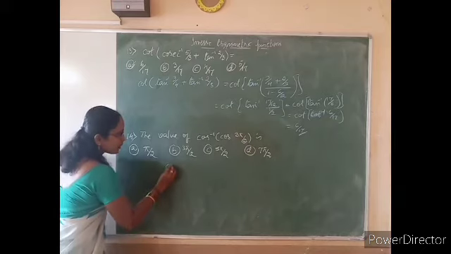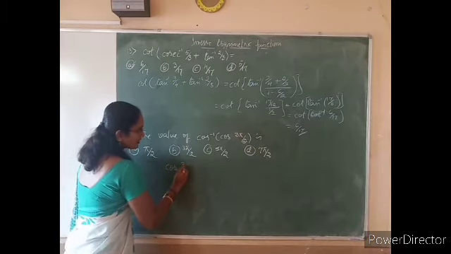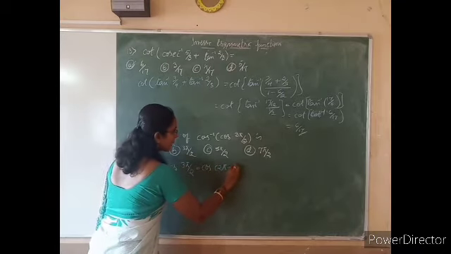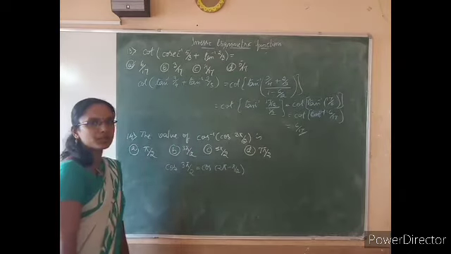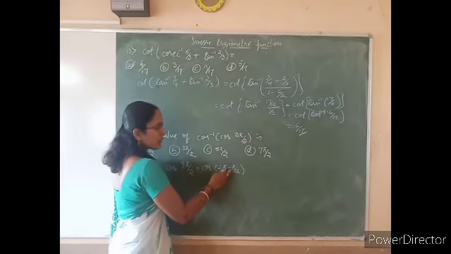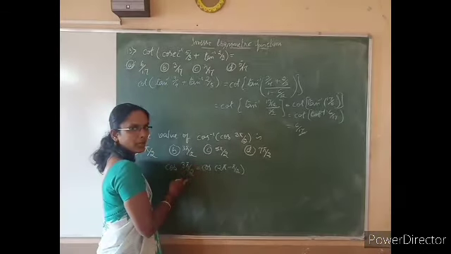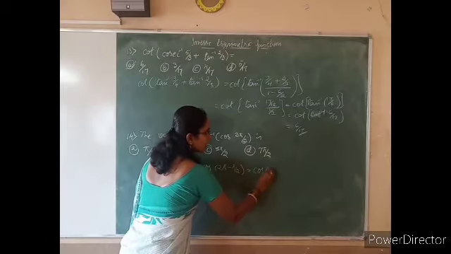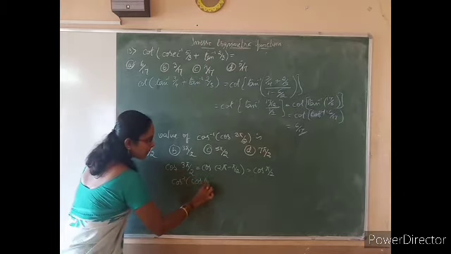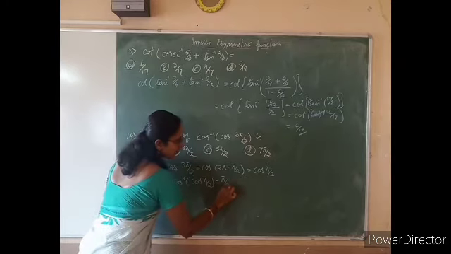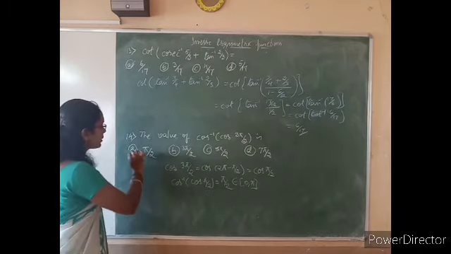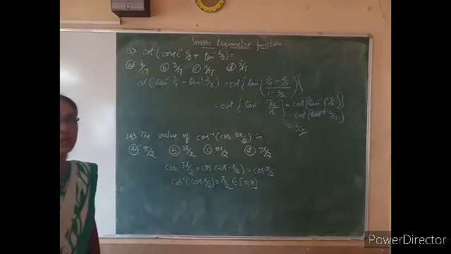Using the trigonometry concept, we write cos 3 pi by 2 as cos of 2 pi minus pi by 2. You know that cos of 2 pi minus theta is equal to cos theta. So cos of 2 pi minus pi by 2 is nothing but cos of pi by 2. Therefore this is cos inverse of cos pi by 2. The value is equal to pi by 2 because this belongs to the principal value branch 0 to pi. Therefore the answer for this is pi by 2.